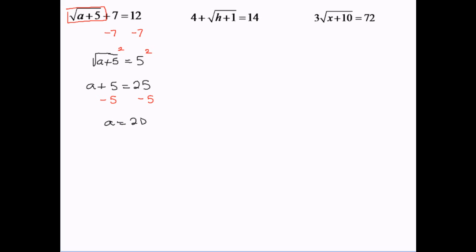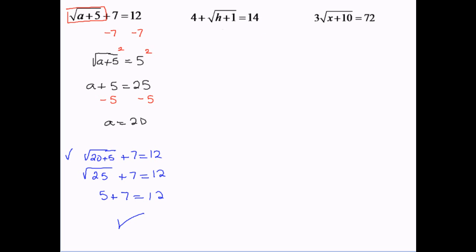Now again, if we want to check this, we plug in the 20. Square root of 20 plus 5, plus 7 equals 12. The square root of 25 plus 7 equals 12. 5 plus 7 equals 12. That's correct. So you can always just plug them back in to check them.